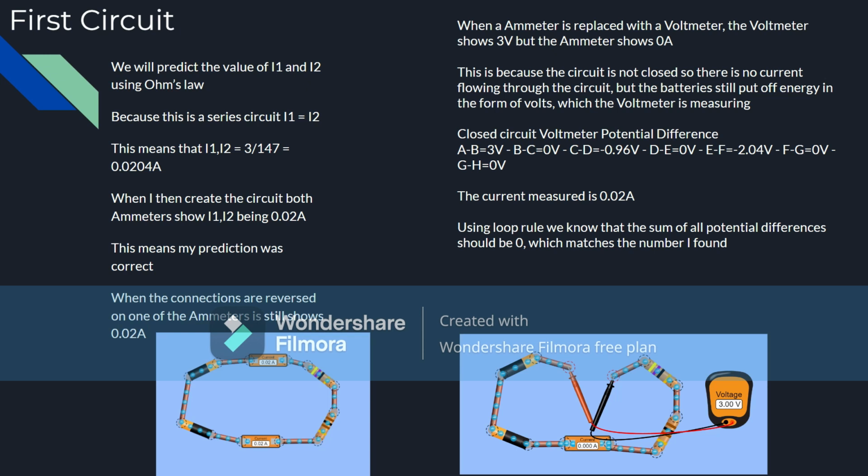Closed circuit voltmeter potential difference. A to B is 3 volts, B to C is 0 volts, C to D is negative 0.96 volts, D to E is 0, E to F is negative 2.04 volts, F to G is 0, and G to H is 0. The current measured is 0.02 amps. Using the loop rule, we know that the sum of all potential differences should be 0, which matches the numbers I found.